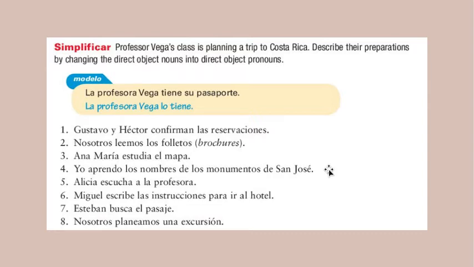Alicia escucha a la profesora. Alicia la escucha. Miguel escribe las instrucciones para ir al hotel. Miguel las escribe. Miguel writes them. Them meaning las instrucciones. Esteban busca el pasaje. El pasaje, singular masculine, should be lo. Esteban lo busca. Nosotros planeamos una excursión. Nosotros la planeamos. La, meaning la excursión, una excursión.